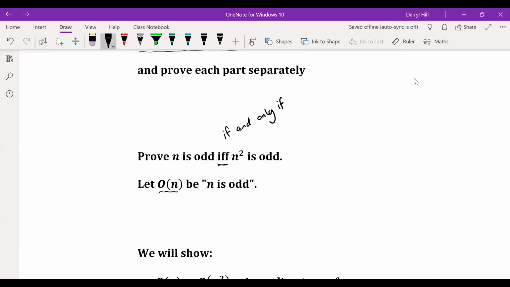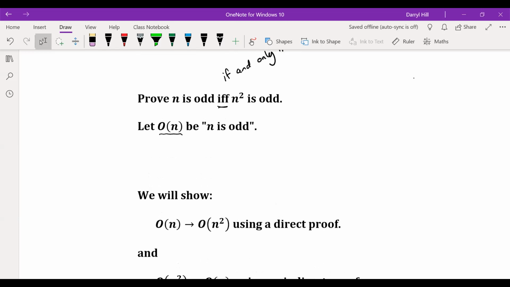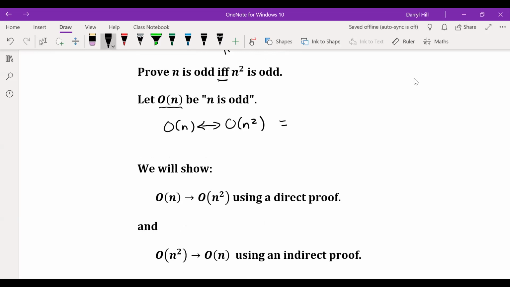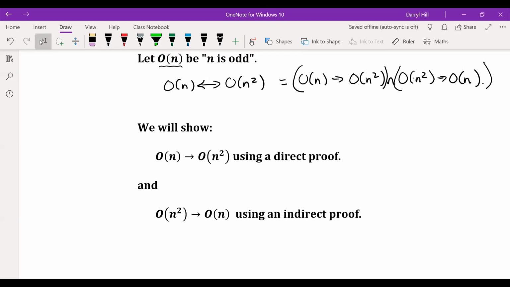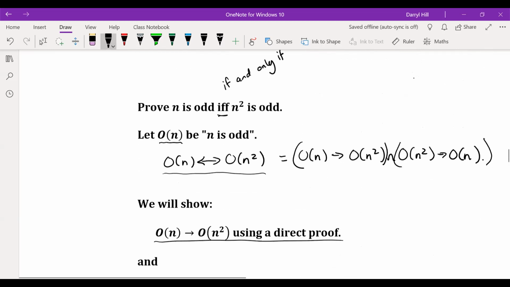So we're going to say let O(n) be the predicate that n is odd. We want to prove this both ways: n is odd if and only if n squared is odd. This is logically equivalent to saying that O(n) implies O(n squared), and n squared is odd implies that n is odd. This one we're going to prove using a direct proof, and this one we'll prove using an indirect proof. If we show that they're both true, then we've shown that this biconditional implication is true.